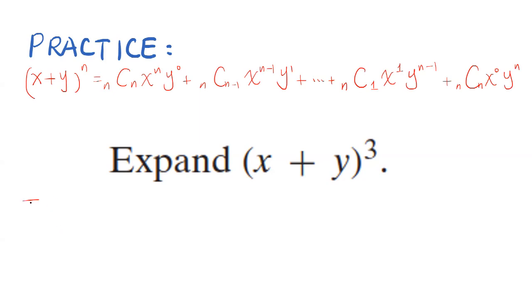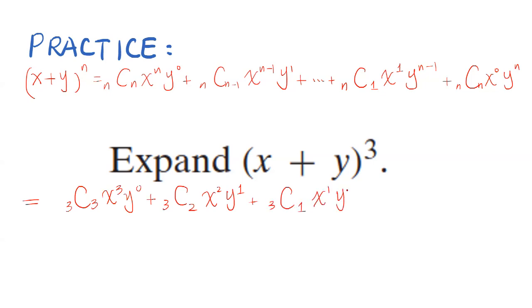So if we use this formula to expand this binomial, we have C33 x to the third y to the 0, and the second term is C32 x squared y to the 1, and the third term would be C31 x to the 1 y squared, and the last term is C30 x to the 0 y to the third. And we need to simplify, right?